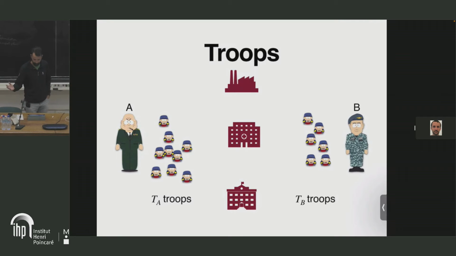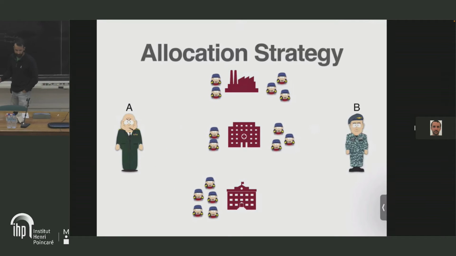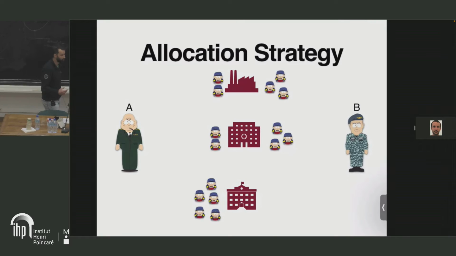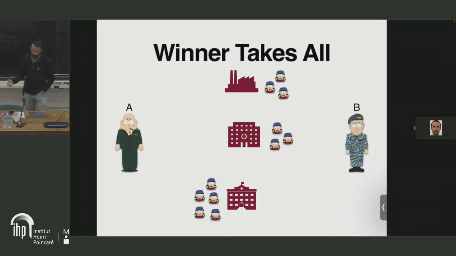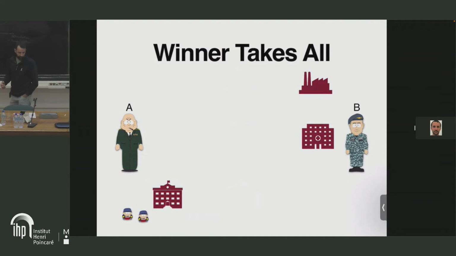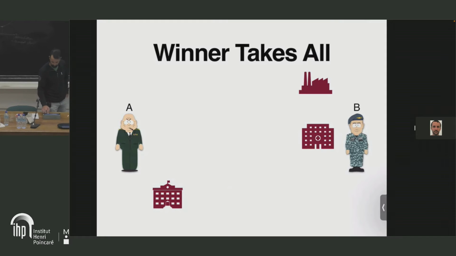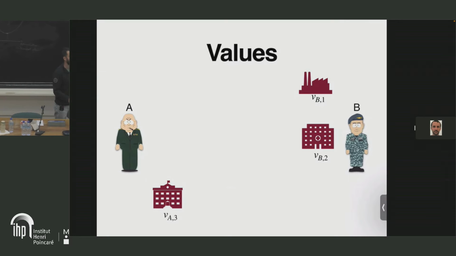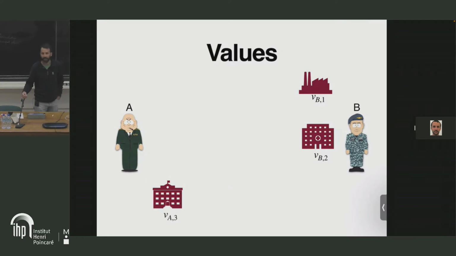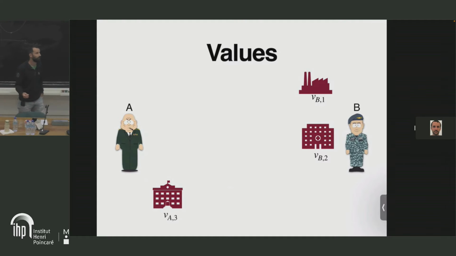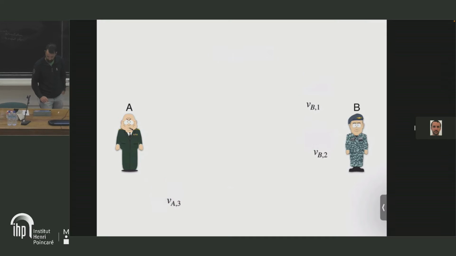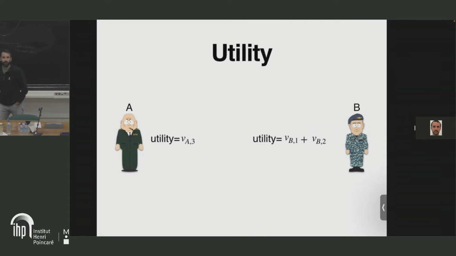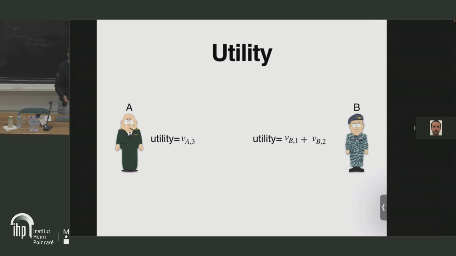The goal is you're going to split all your troops among the battlefields, and for each battlefield, the one that has the most troops owns the place, and this is how you know which battlefield goes to whom. And to each battlefield there will be assigned a value that will be different for player B and player A. So for a certain player, one battlefield might be worth more than for the other one. We'll call this value VBI for the value of battlefield i for player B, and VAI similarly. Then the goal of the game is to maximize your utility, and the utility is the sum of all the values of the battlefields that you won.